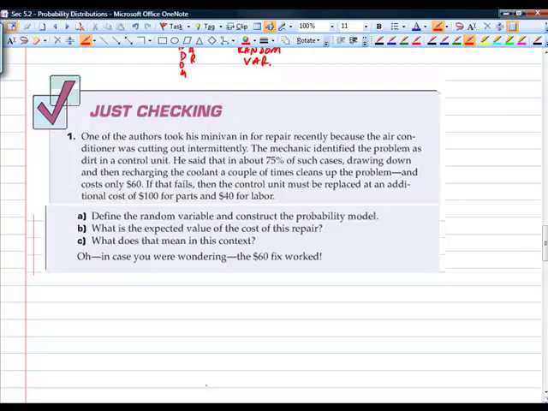It says one of the authors of this book took his minivan for repair recently because the air conditioner was cutting out intermittently. The mechanic identified the problem as dirt in a control unit. He said in about 75% of such cases, drawing down and then recharging the coolant a couple of times cleans up the problem and costs only $60. However, if that fails, then the control unit must be replaced at an additional cost of $100 for parts and $40 for labor. Part A to this question says define the random variable and construct a probability model.